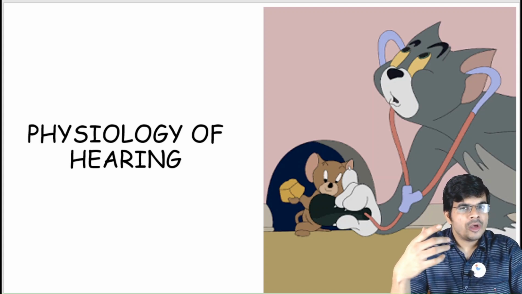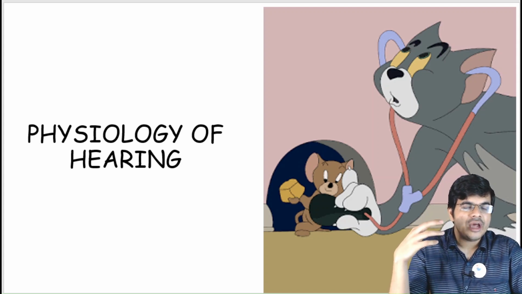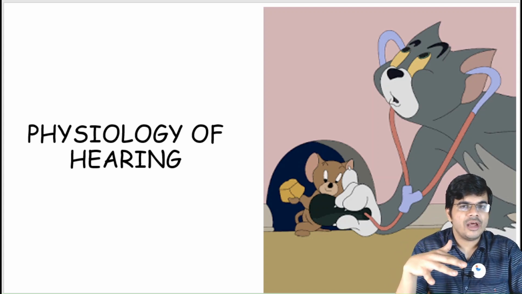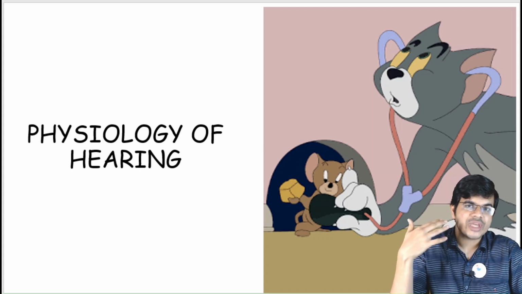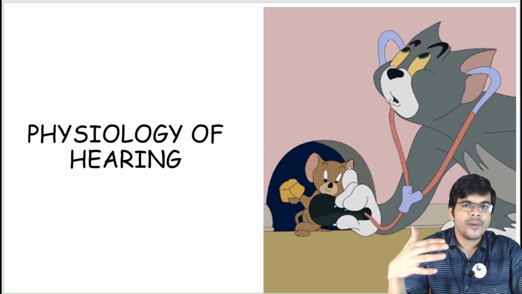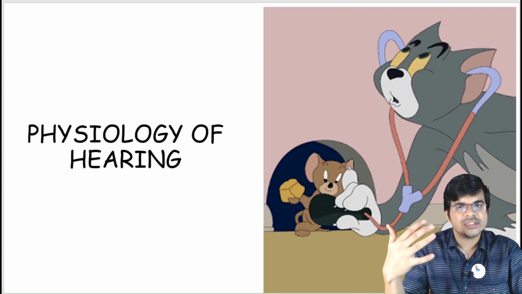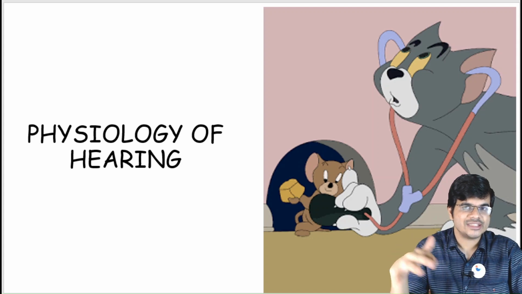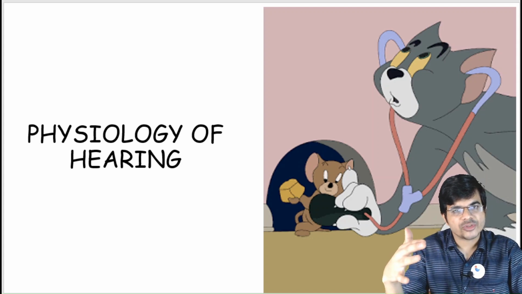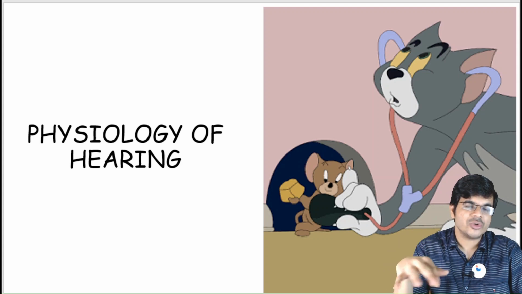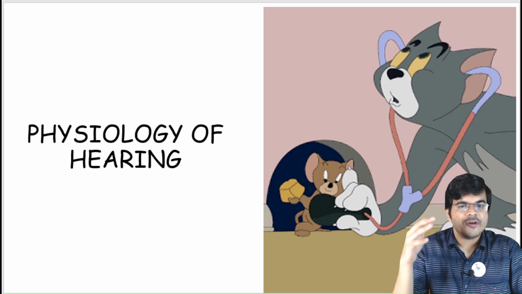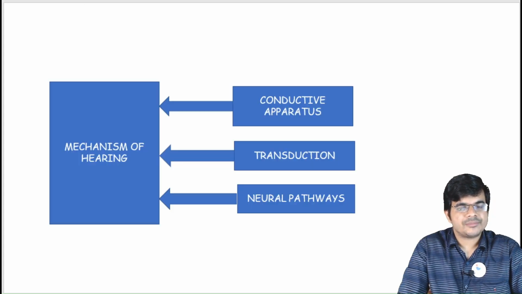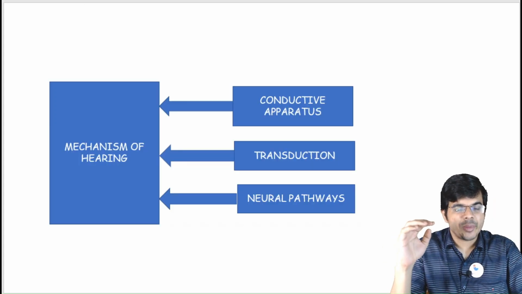So it is very important that we learn about hearing, why hearing loss occurs and how this hearing loss can be treated. Only if we know how hearing occurs will we be able to understand why hearing loss is occurring in the diseased ear, what type of hearing loss is occurring, and how this hearing loss can be overcome.